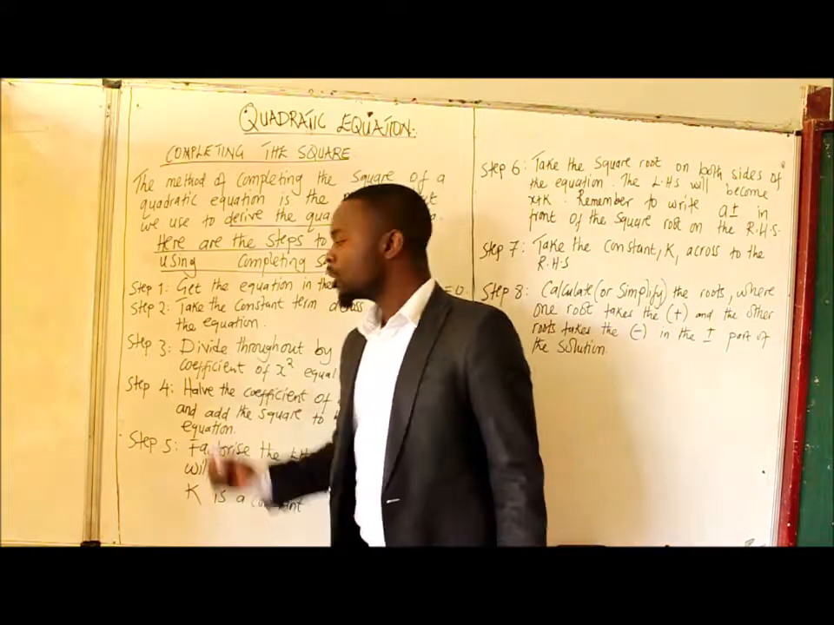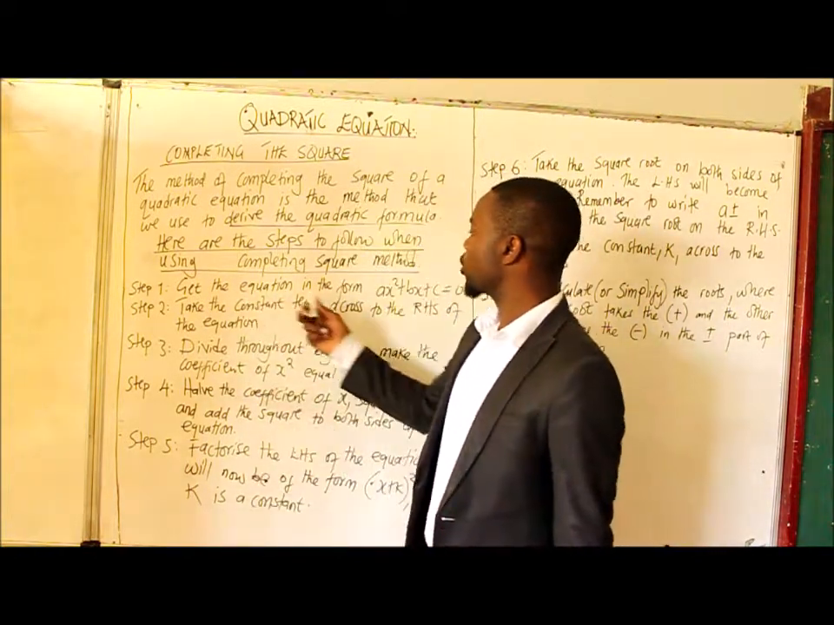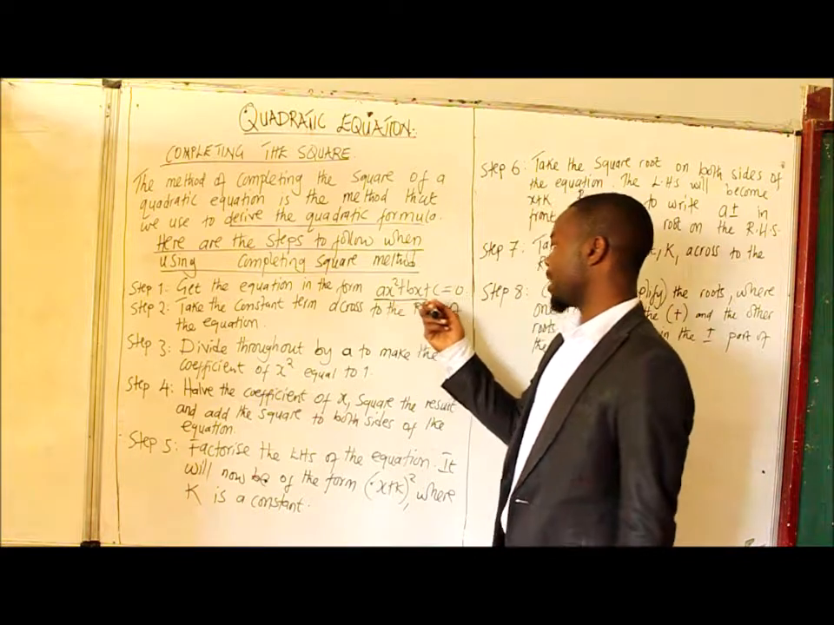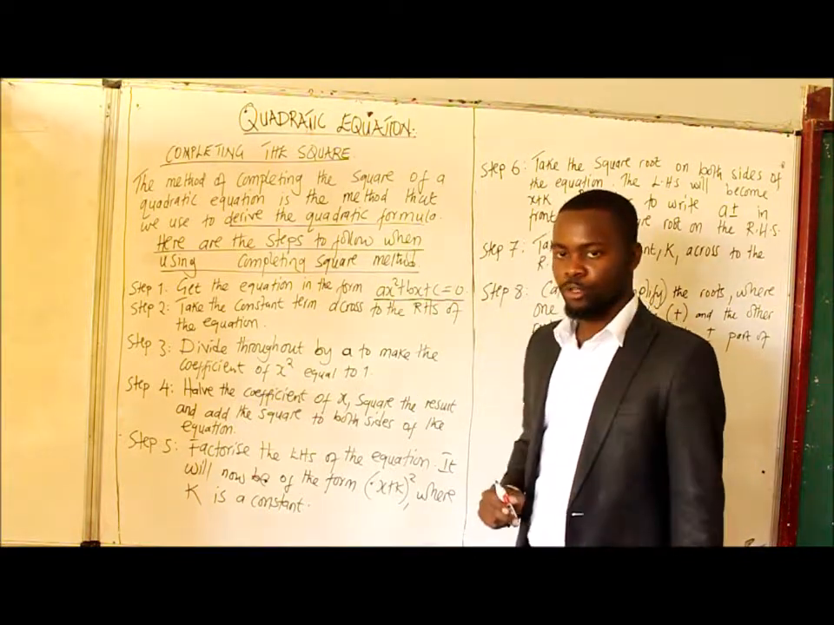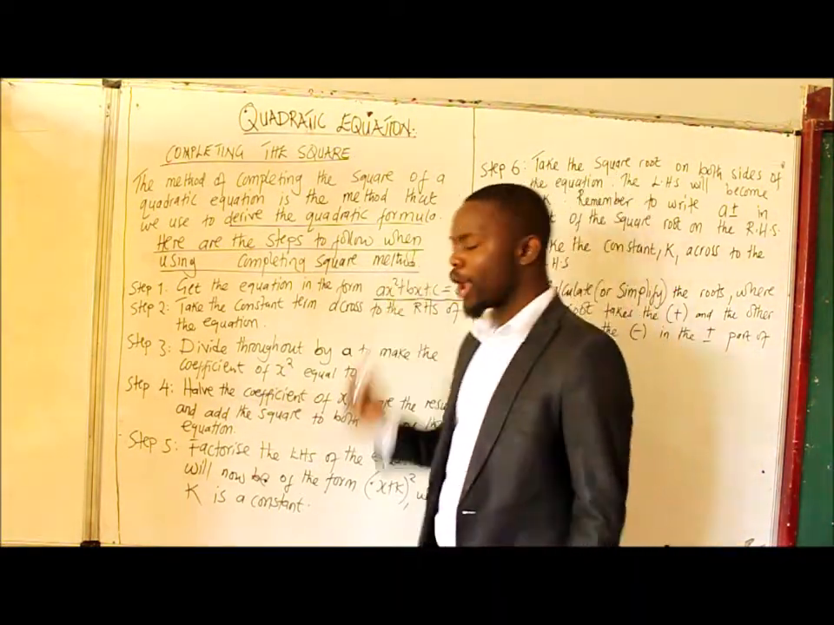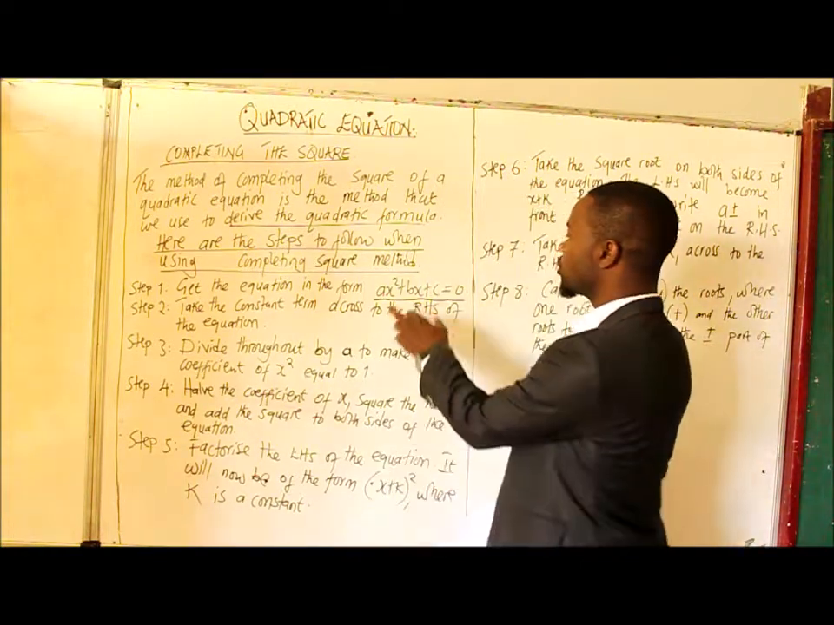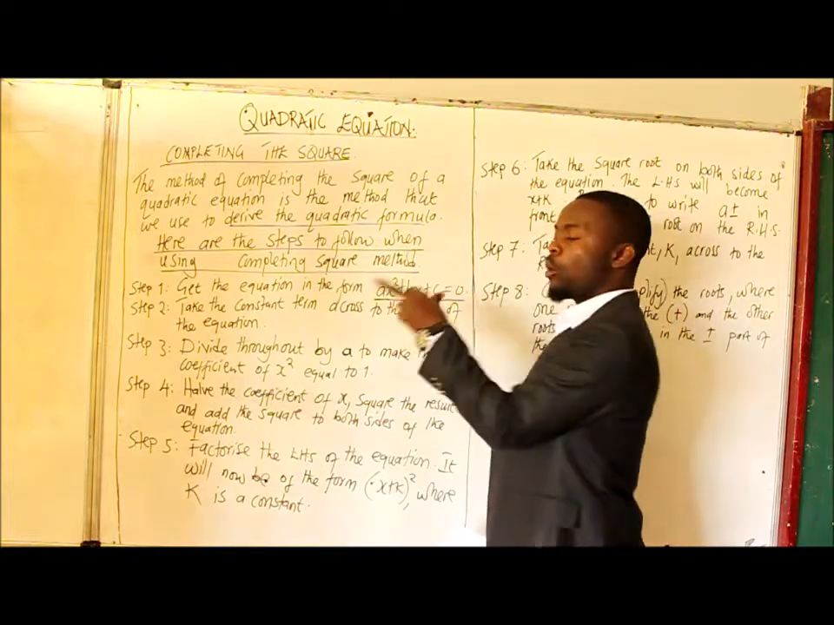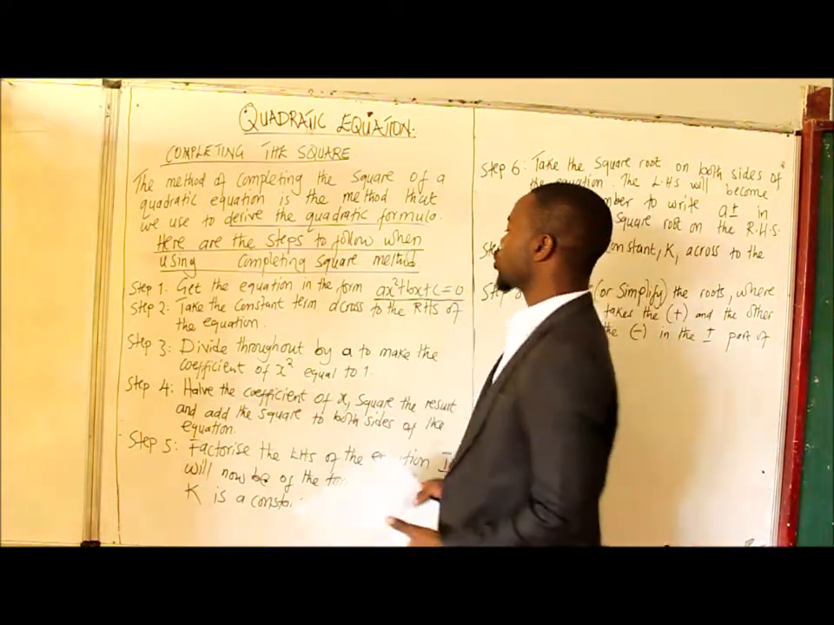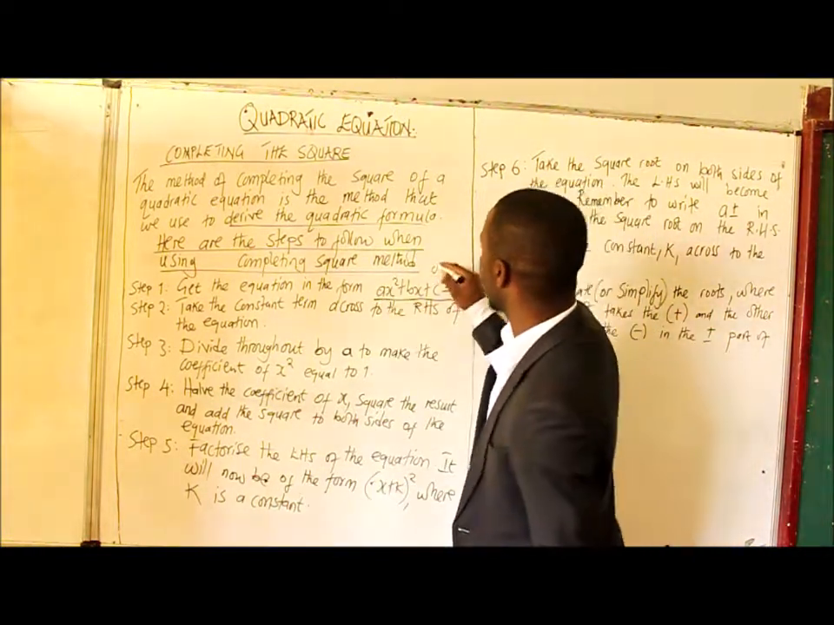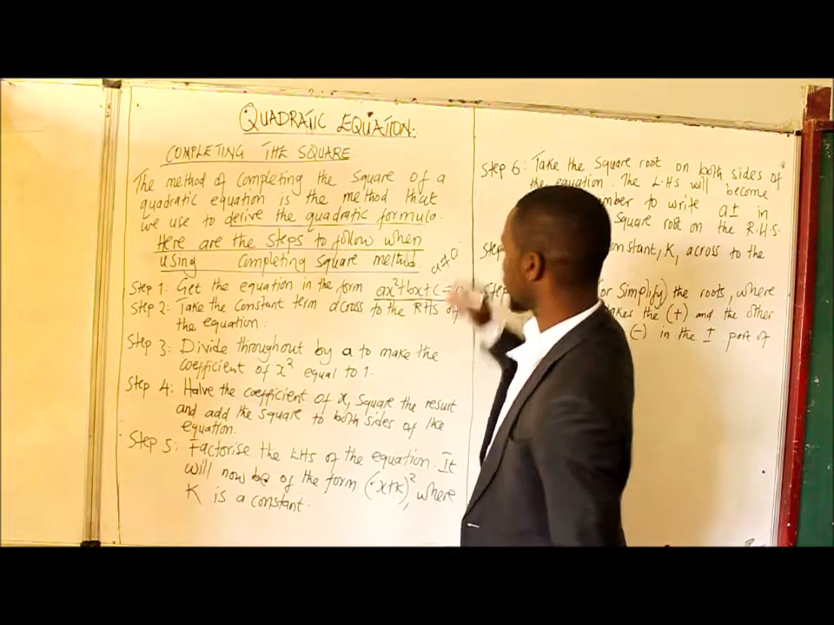Step 1 is saying, get the equation in the form of ax squared plus bx plus c is equal to 0. It means that for completing the square to be used, your equation should be a quadratic equation in this form, provided a is not equal to 0. Of course, a is not equal to 0.